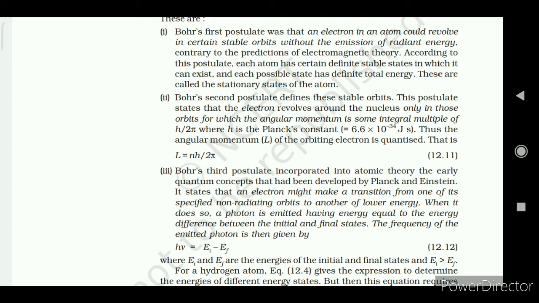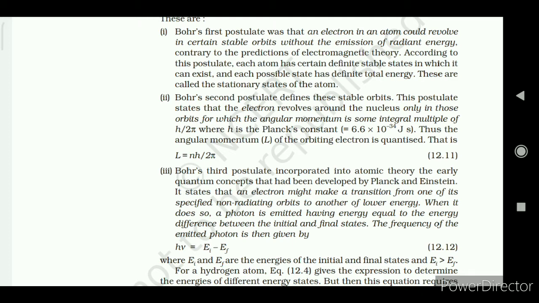Substituting the values, it yields that En is equal to minus 2.18 into 10 to the power minus 18 upon n square joule. Atomic energies are often expressed in electron volts rather than joules. Since 1 electron volt is equal to 1.6 into 10 to the power minus 19 joule, it can be written as En is equal to minus 13.6 upon n square electron volt.